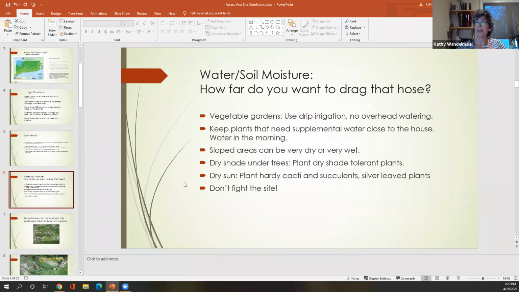So again, the takeaway for all of that is don't fight the site. Unless you want to spend your time babying a plant that's not ideally sited, look at your conditions and plant the plant that is well adapted to that location.